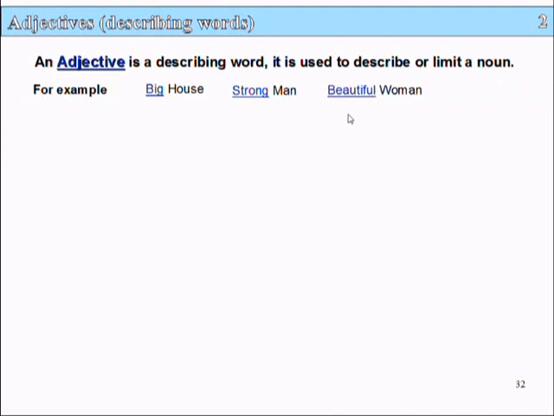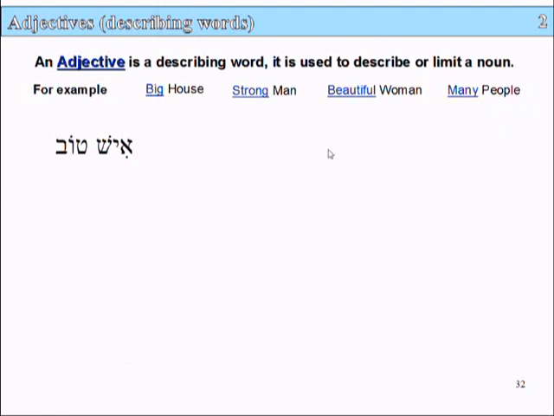And strong men often marry beautiful women. And so the word beautiful is limiting the word woman. This could refer to all women, but this is referring to beautiful women. Of course, beauty is in the eye of the beholder. Here is another adjective, many people. Many is the adjective, and people is the noun.